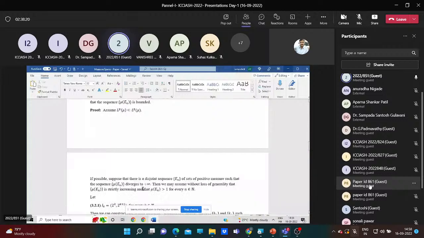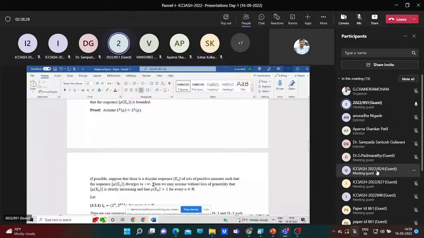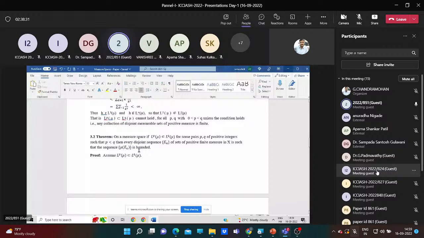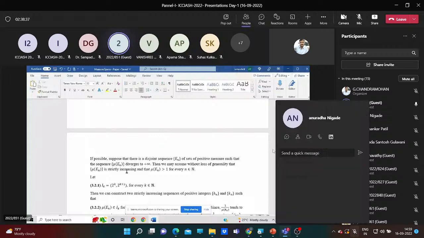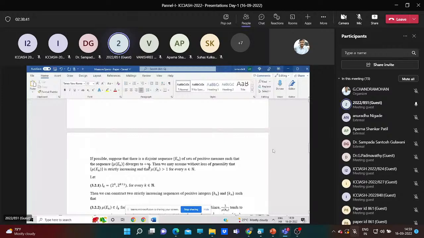Suppose that there is a disjoint sequence and it diverges to infinity, because I am actually supposed to prove that it is bounded. So I cannot say it tends to infinity, but we are assuming it like that. Without loss of generality, μ(E_n) is strictly increasing. Naturally, it is diverging, so it is increasing, and μ(E_n) is less than 1. So we define an interval.